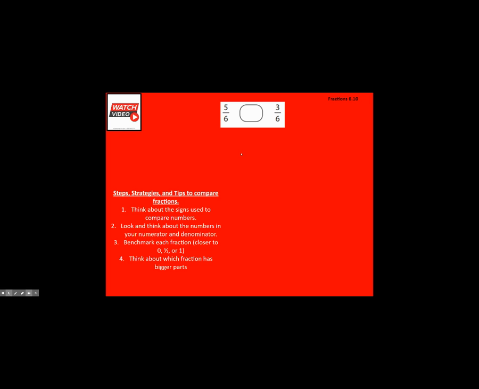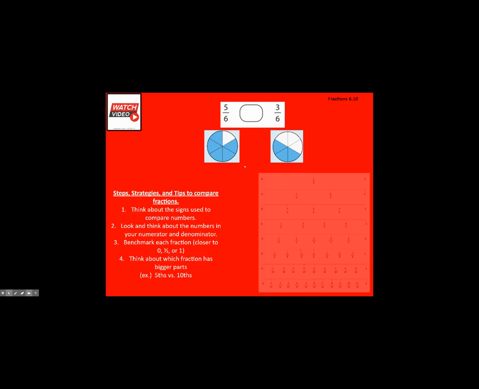Sometimes it helps to make a model. So you can see that I'm going to have models here. That's my 3/6 model. Notice the same number of parts. Both are divided into 6. So now it's just a matter of figuring out, okay, 5 is bigger than 3.